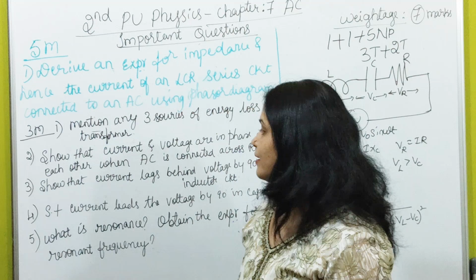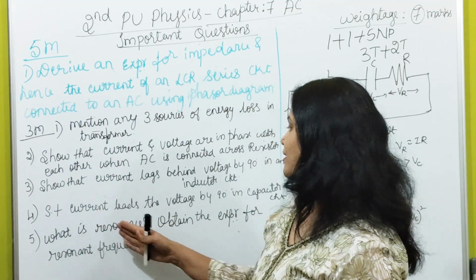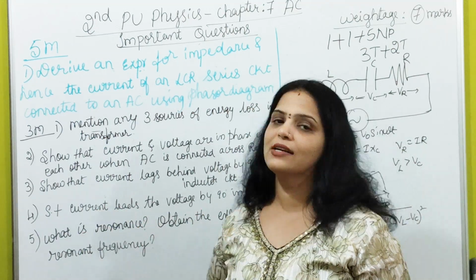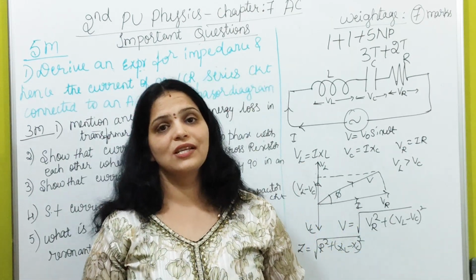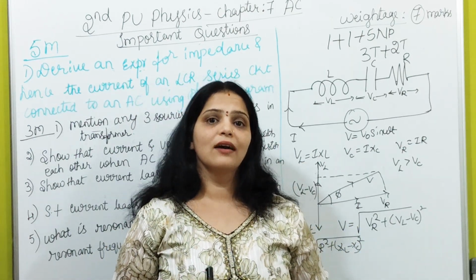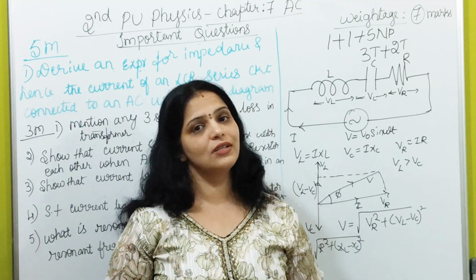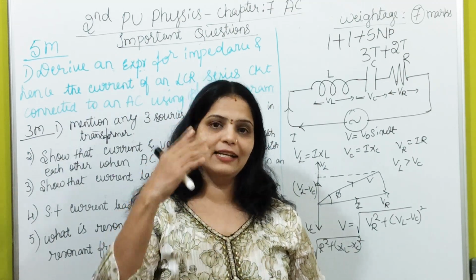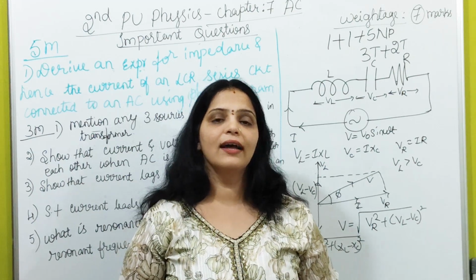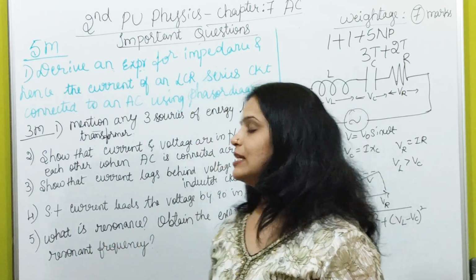Okay, and another one is: what is resonance? Obtain the expression for resonant frequency. This is one of the important questions. What is resonance? It is a phenomenon where current in the circuit increases to maximum, or impedance will be low and current increases to maximum, and arriving at the resonance frequency.